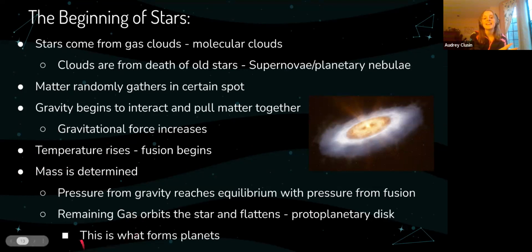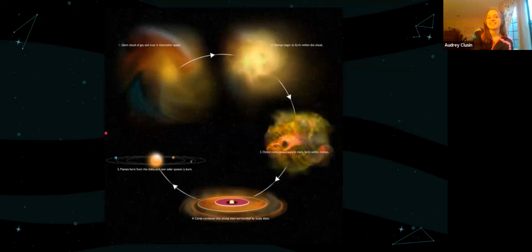But anyways, like I was saying a second ago, any remaining gas that wasn't taken into the star orbits the star, or it would be a protostar at this point, but orbits the protostar, and it ends up flattening and forming a protoplanetary disk. And what's really cool is that from this disk that is still a bunch of just gas and other particles, this is what forms planets. So we have a more concise diagram. So you can see here, this is a giant gas cloud and cloud of dust that's in outer space.